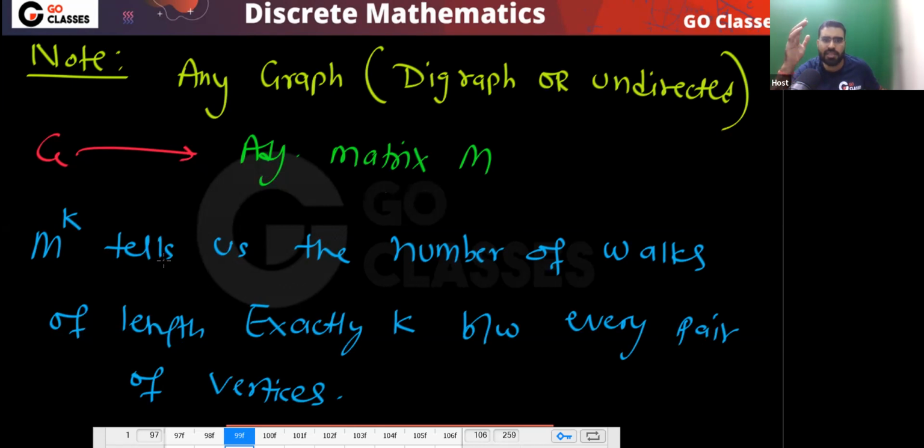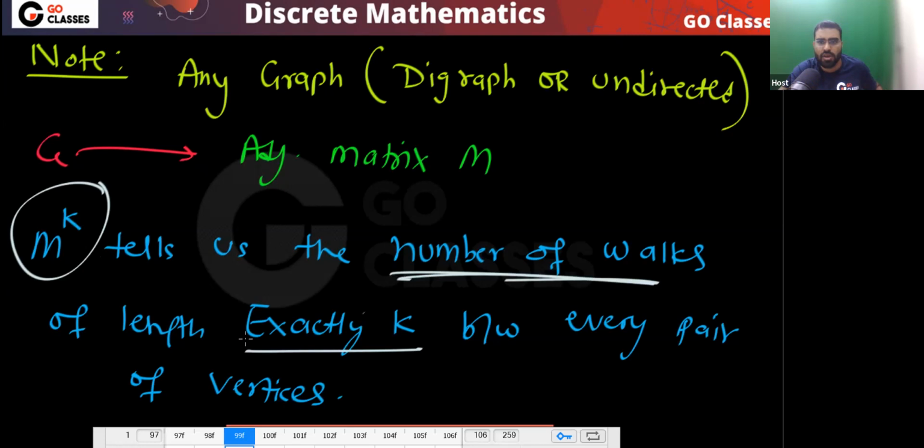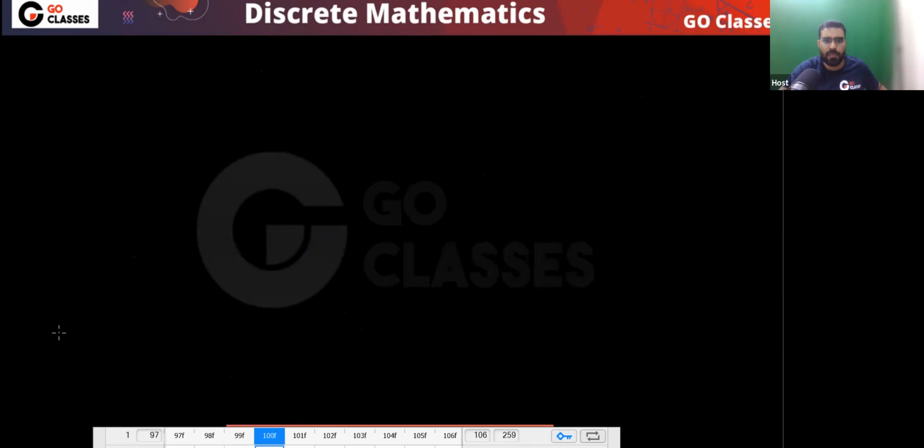The idea is that M square gives you the number of walks of length exactly 2 between every pair of vertices. Similarly, you can use induction and prove it for M power K, but that is not required. Whatever we saw in the last lecture is enough. This M power K is a very important thing: it tells us how many walks of length exactly K there are between every pair of vertices. Now let's see some applications of that.